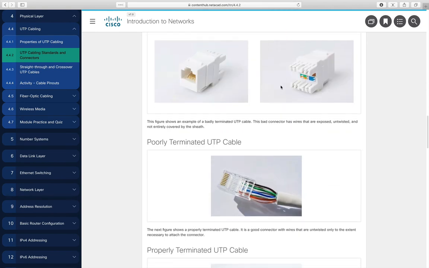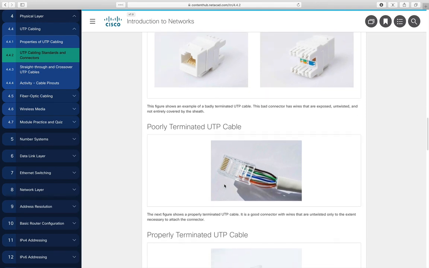Down here we have a poorly terminated one. First of all, we have wires outside, and the person looks like they didn't even push the wires all the way up so that the pins would make connections with them. Sometimes you see some that are at an angle where some have good connections, and then you might work your way over here where you have one or two wires that do not have connections. Obviously, if you don't have all 8 good connections, your cable is not going to function correctly.